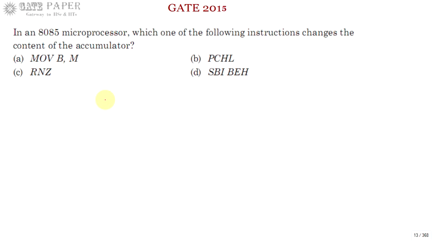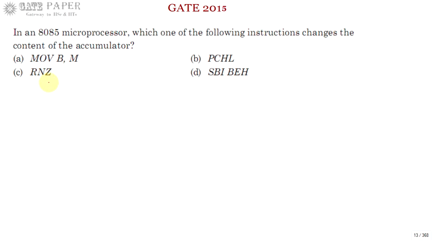Hello, we are discussing the GATE 2015 ECE paper. In an 8085 microprocessor, which one of the following instructions changes the contents of the accumulator? MOV B,M; PCHL; RNZ; SBI BEH.